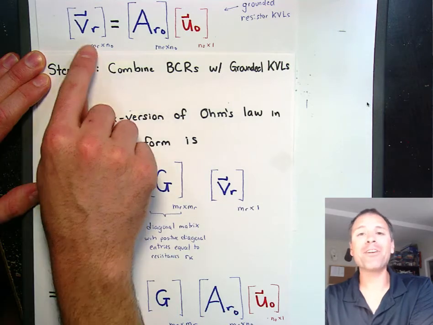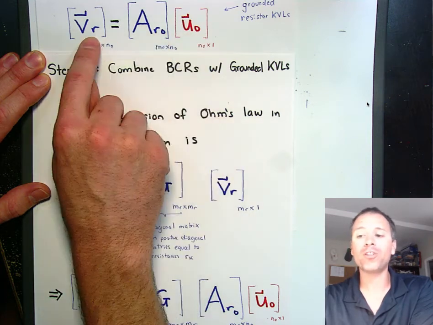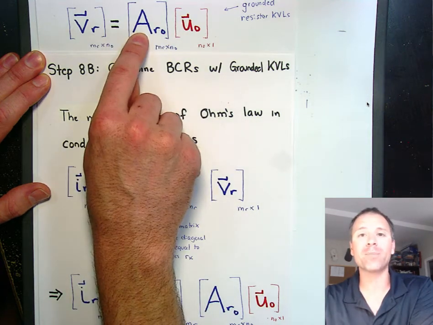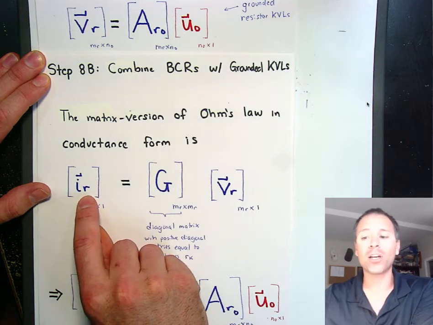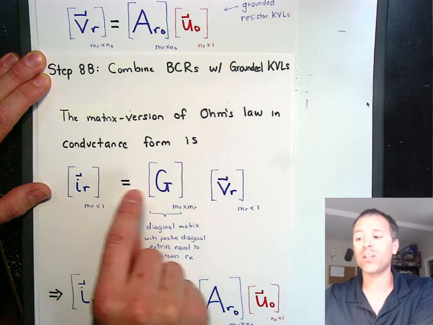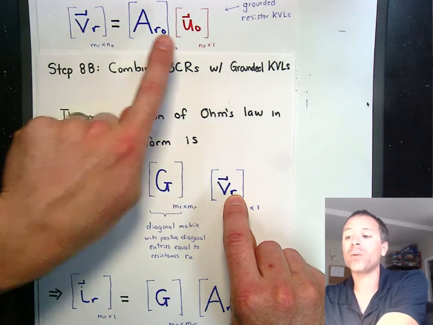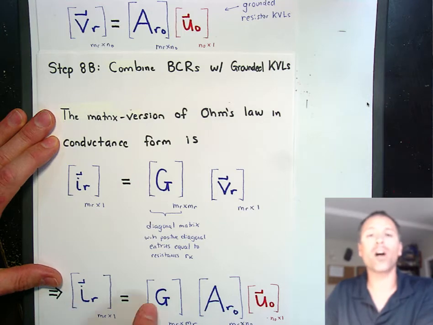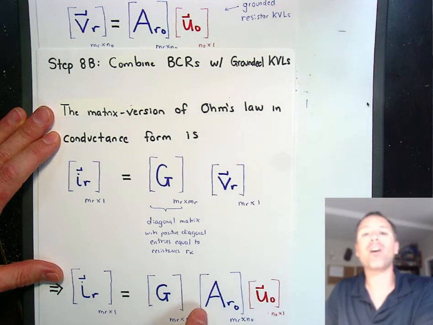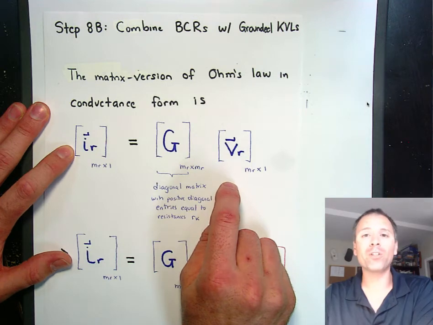But from step 8a, every time we saw V sub R, we could replace that as A sub R naught times U naught. The voltage drops across the resistors are the grounded incidence matrix times the grounded node potential vector, which means in my BCRs, in my Ohm's law in conductance form, when I say I sub R is equal to G times V sub R, I can use this equation to replace V sub R in terms of the node potentials. So now I have the currents running through the resistors are the conductance matrix multiplied by the resistor subblock of the grounded incidence matrix multiplied by the grounded node potential vector. Do you see the elimination of variables that we're working so hard for?